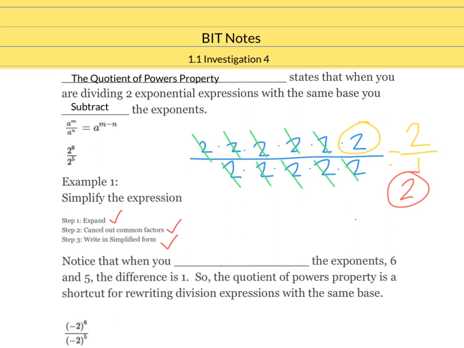Notice that when you subtract the exponents, 6 and 5, the difference is 1. That is, when you subtract the exponents, 6 minus 5 equals 1. The difference, remember, means the answer to a subtraction problem. So the quotient of powers property is a shortcut of rewriting division expressions with the same base.